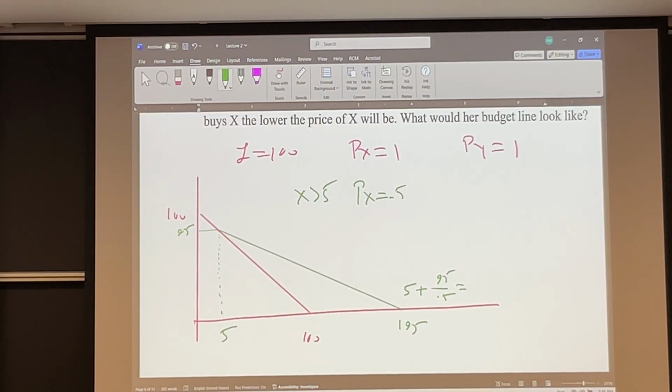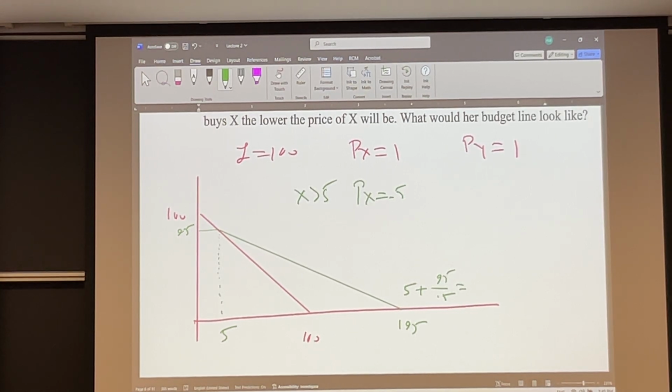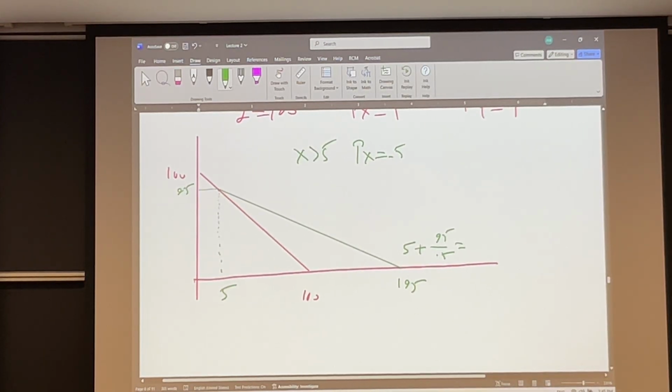Make sense? The slope here is how much? 1. That's the initial price. What's the slope there? 0.5. The price goes down, right? When the price goes down, the slope changes. The line gets kinked. Make sense? So a change in price will kink the budget line, right? A reduction will kink it out. An increase will kink it in. Right? Okay. Next one. The same individual is now offered, buy 5 units.